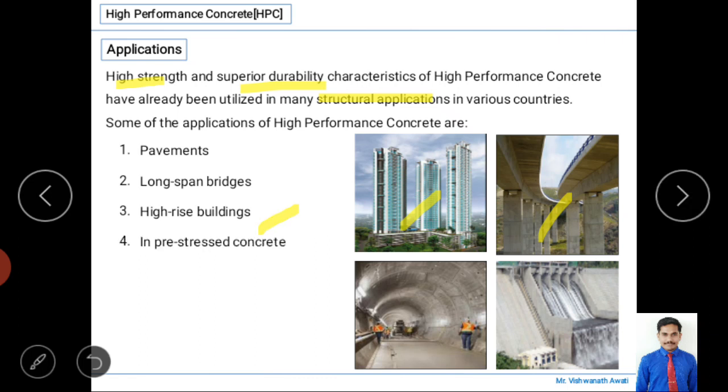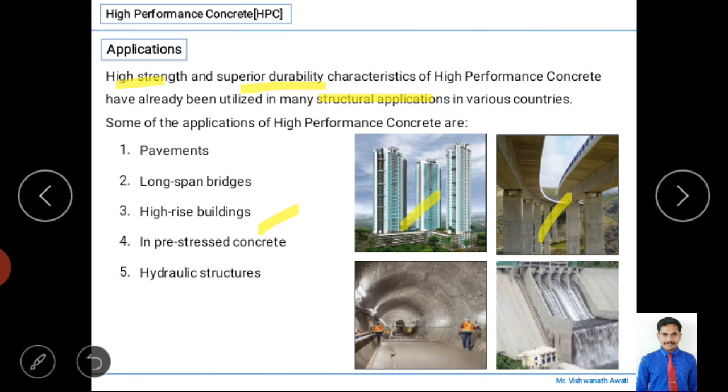Next, pre-stressed concrete. For example, prefabricated beams. A beam can be created on site, or it can be manufactured at a manufacturing unit and transported. Even at the site, precasting can be made. So that is pre-stressed concrete. In pre-stressed concrete, mainly prefabricated concrete, high performance concrete is giving good results.